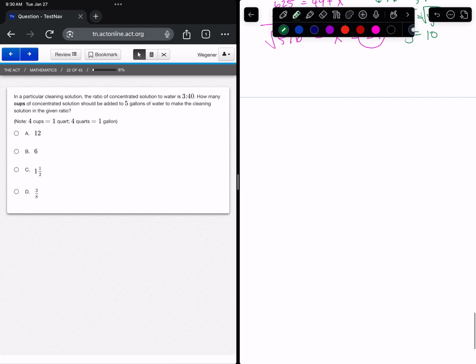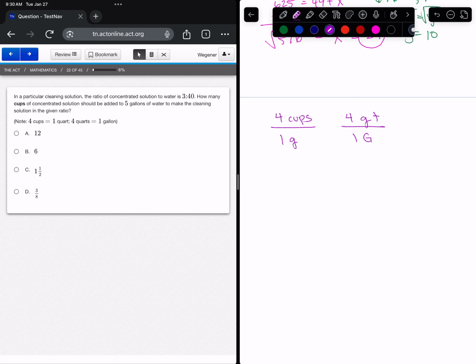All right, question number 2 is a conversion problem. Now, the ACT will give you basic conversion. So in this case, they gave you a hint. 4 cups is equal to 1 quart, and 4 quarts is 1 gallon. So let's quickly write that as proportions. So 4 cups equals 1 quart. I'm just gonna write it as Q. And 4 quarts makes 1 gallon, okay?